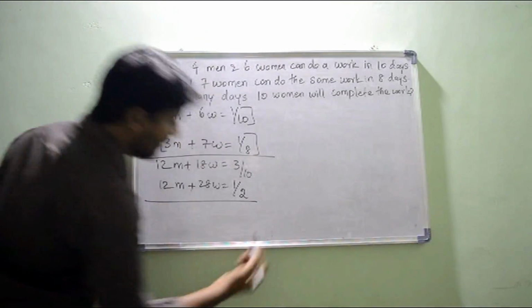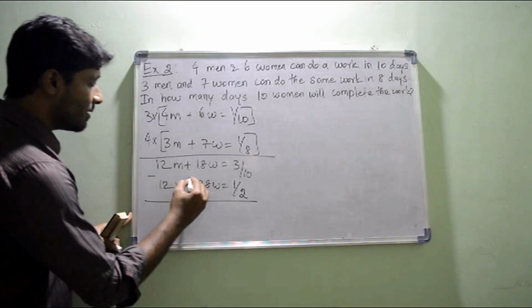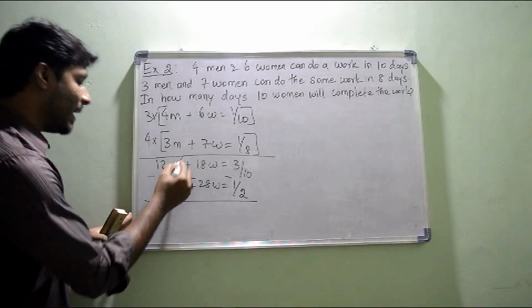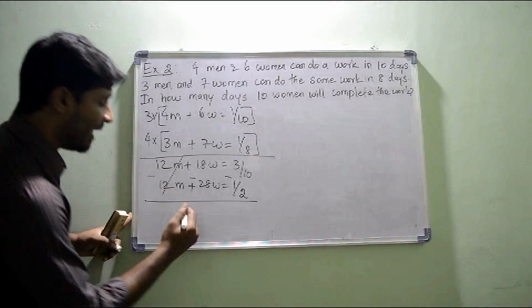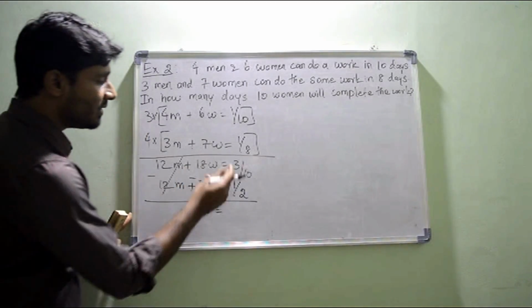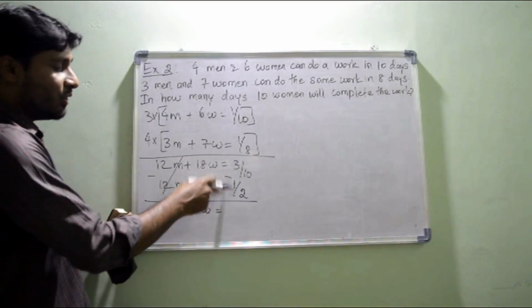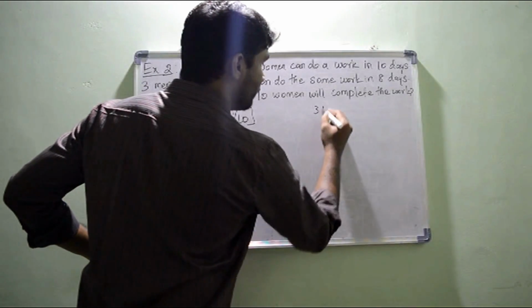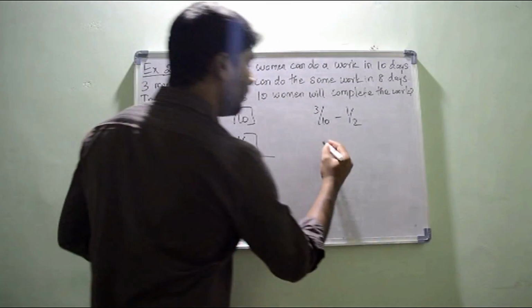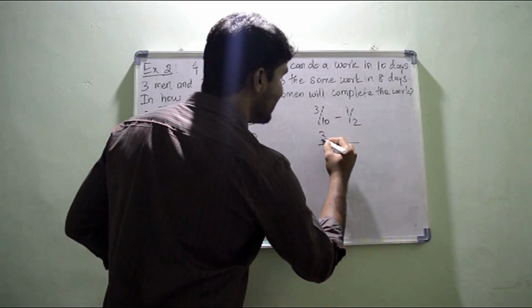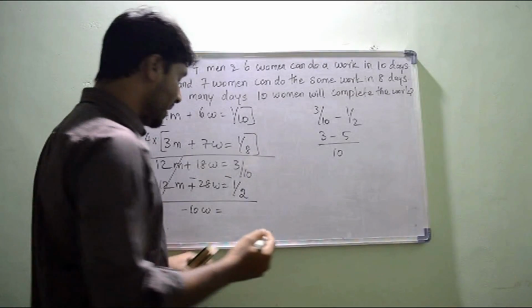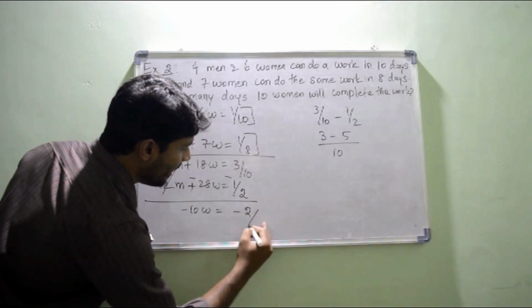And again, the third thing, I just have to change the signs, and plus 12m minus 12m will automatically get cancelled. When I do this, I will get minus 10 women equal to 3 by 10 minus 1 by 2. You just solve it. So 3 by 10 minus 1 by 2. Taking the LCM, it becomes 10. So 10 is here, 3 is here, minus, I should go for 5 here. 3 minus 5 by 10 becomes minus 2 by 10.